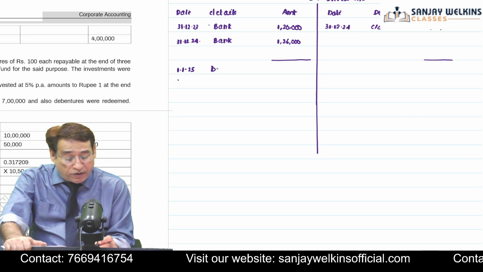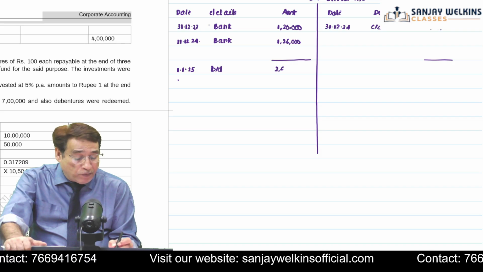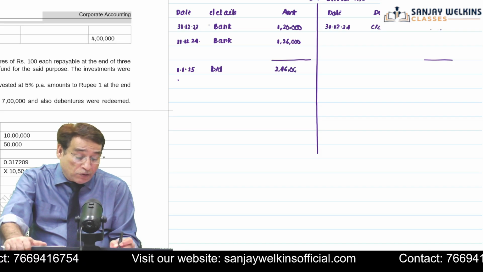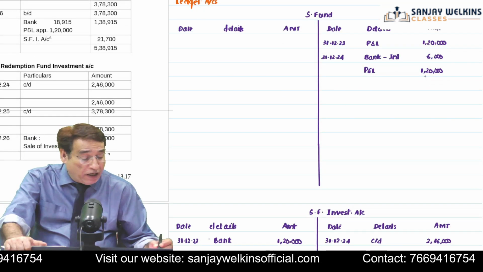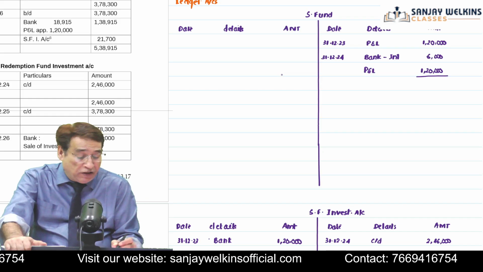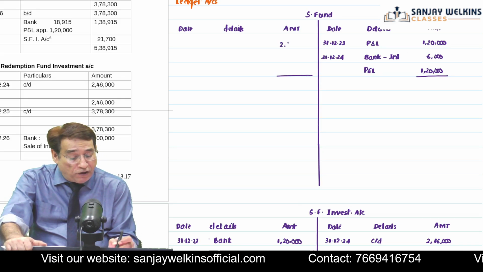So it shows that your total investment at the end of the second year is equal to 2,46,000. Again, almost the same process you will have to apply here. You are going to tally this. Total will be equal to 2,46,000 only.